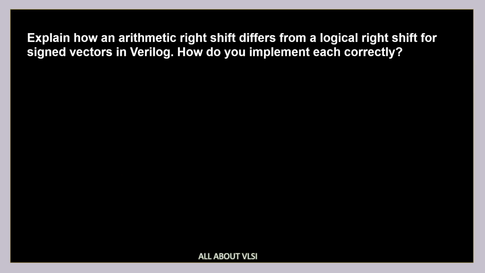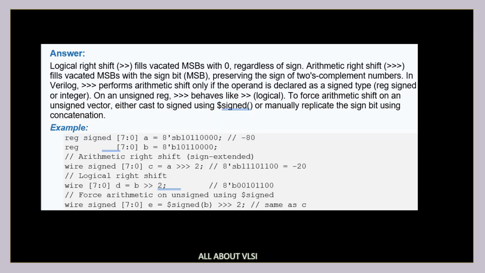Now, the next question is: explain how an arithmetic right shift differs from a logical right shift for signed vectors in Verilog, and how do you implement each correctly? You can pause this, think of the answer, and resume for cross verification. Yes, I hope you have answered this question.